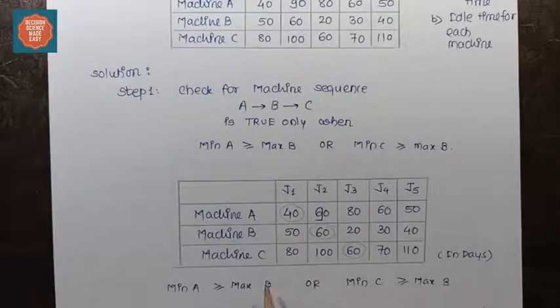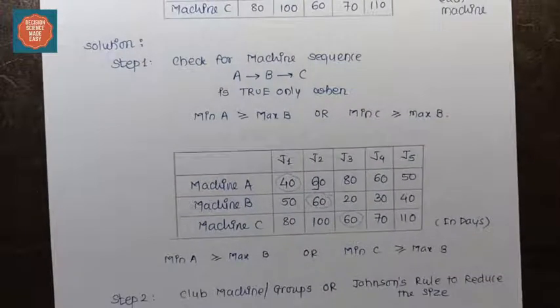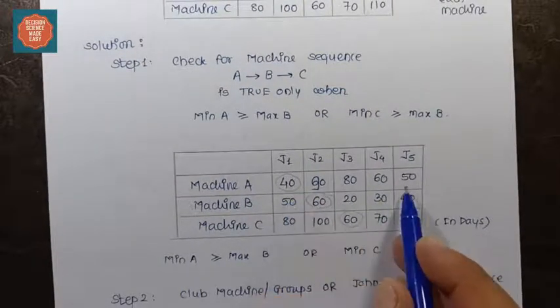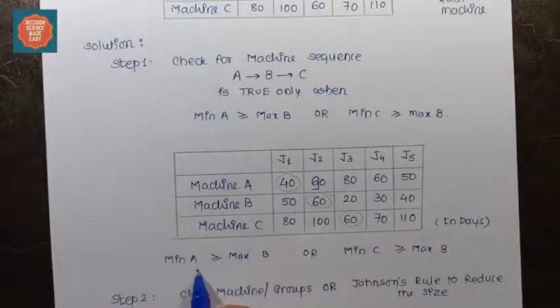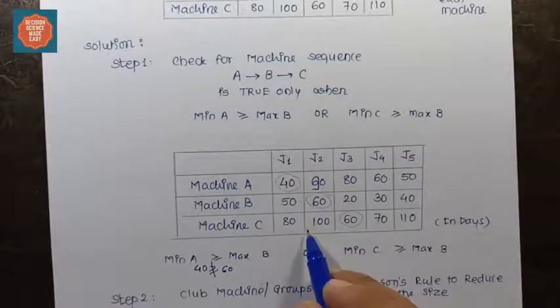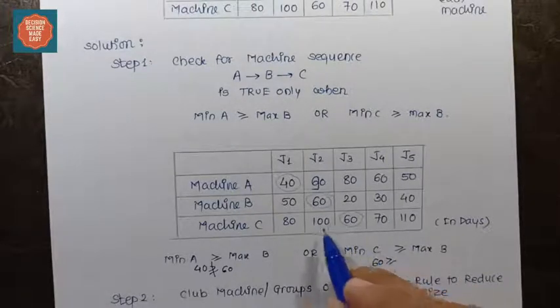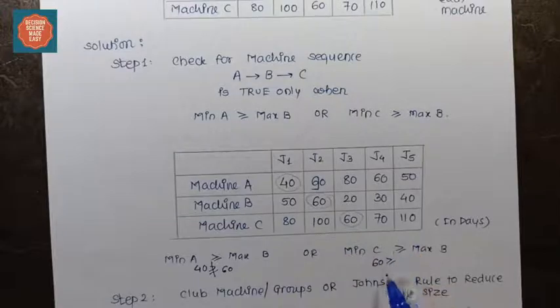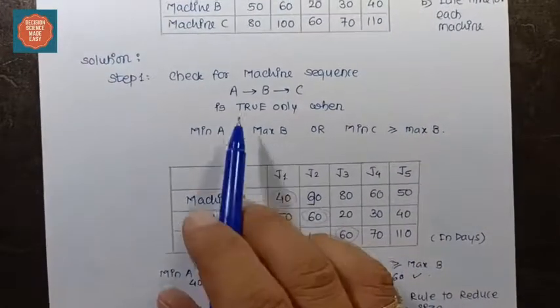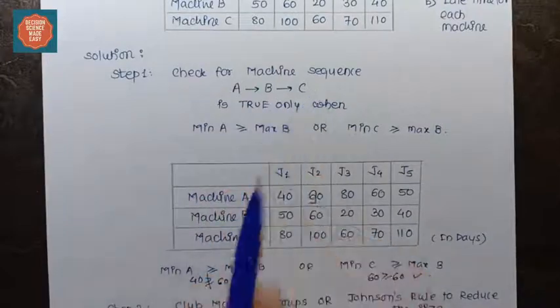Hence, I'll just write it down for you. Minimum of A is 40 and maximum of B is 60, so this condition is false. But minimum of C is 60, which is greater than or equal to maximum of B, which is 60, which is equal, hence this is true. So we can say that the sequence will be A followed by B followed by C.